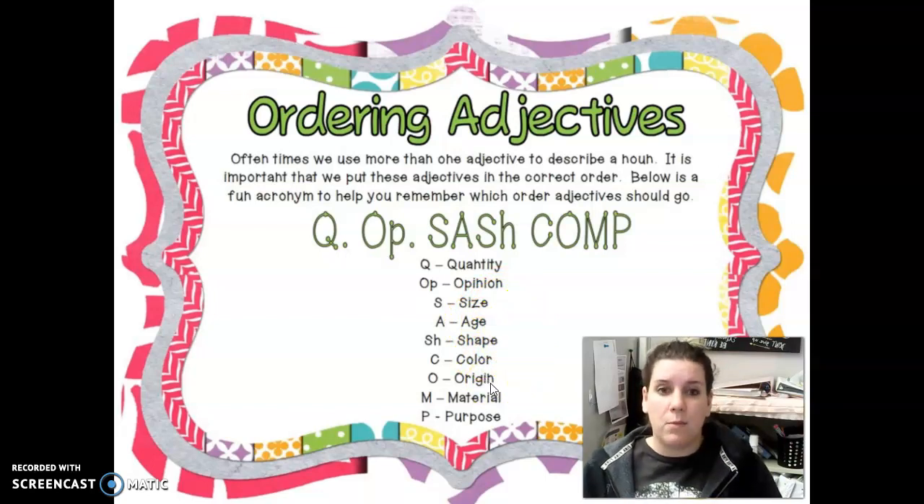Then we add size, age, shape, color, origin. Origin's where it comes from, whether it's a country or a state or a city, or a place in general. Material, what it's made from, whether it's cotton or polyester or metal or wood. And then the purpose, what it's used for. So we're going to do some examples here.